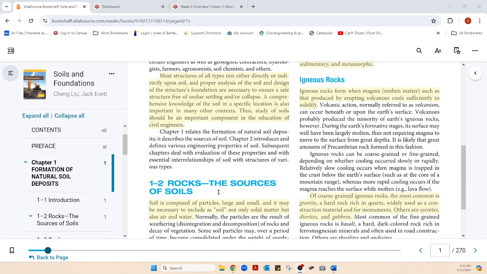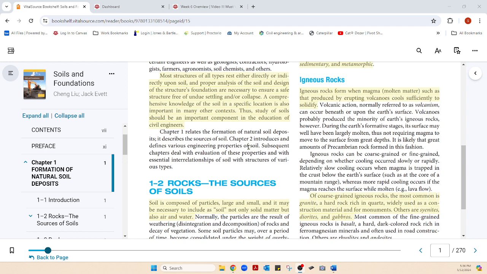Chapter 1 will relate the information of natural soil deposits and describe some surface soils. We will be getting into Chapter 2, and that's when we get deep into the AASHTO classification. It introduces and defines various engineering properties. Now, Chapter 2, I'm not sure what I want to do with it.